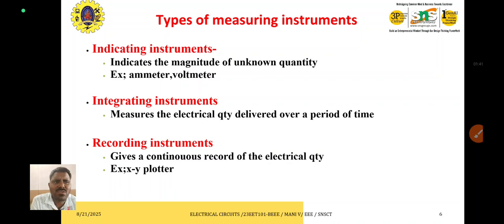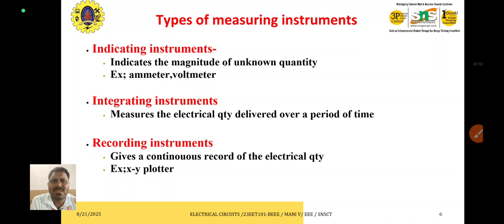So, the types of measuring instruments. Normally, measuring instruments can be classified into three categories: indicating instruments, recording instruments, and integrating instruments.